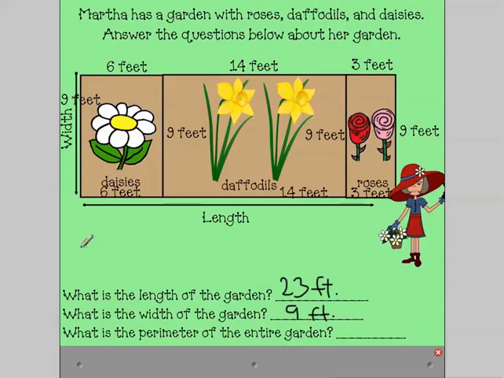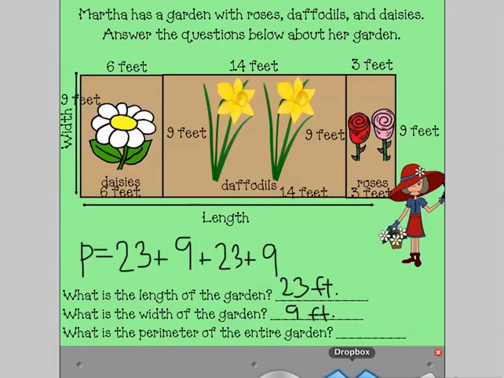Since we know perimeter equals length plus width plus length plus width, I'm going to sub in the numbers that I've already answered right here. So length is 23 feet, plus width is 9 feet, plus length is 23 feet, plus width is 9 feet. And when I add all of these numbers together, 23 plus 9 is 32, plus another 23 and 9 is 64. So the perimeter of Martha's entire garden is 64 feet.